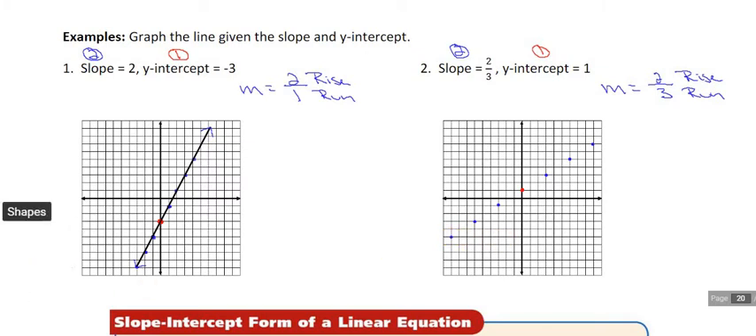Okay, so we've got a whole bunch of points, and we can go ahead and make our line with our straight edge, arrows on the ends.